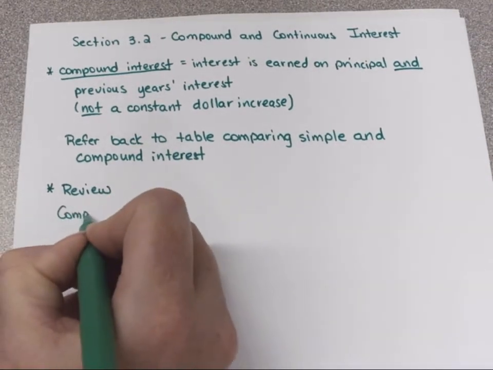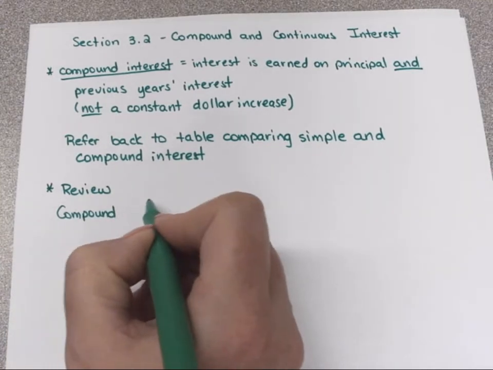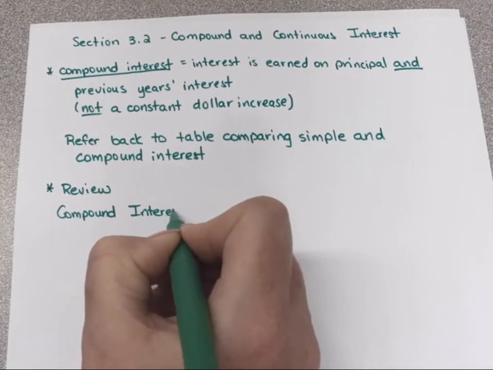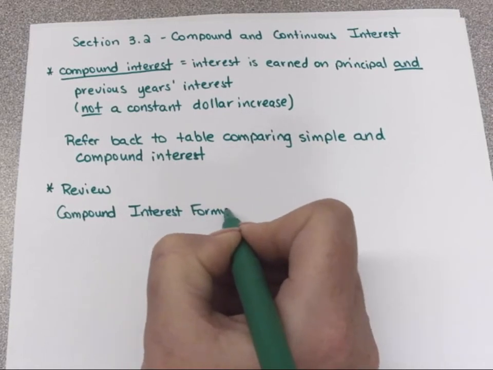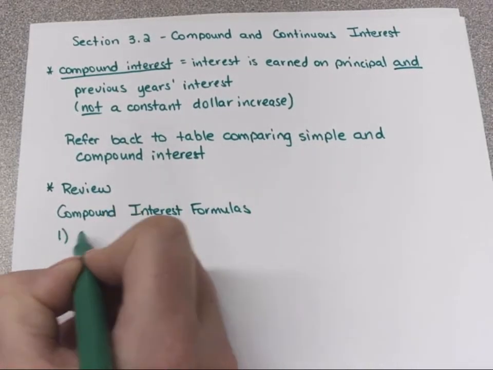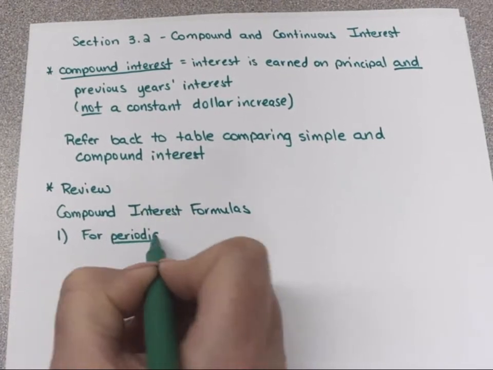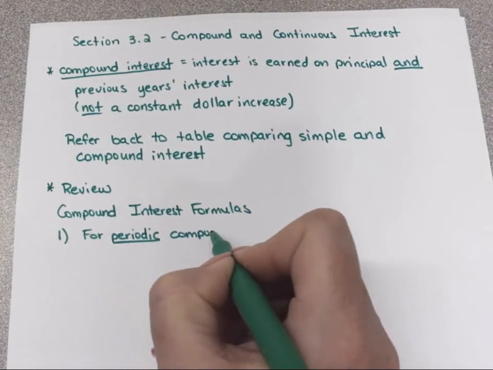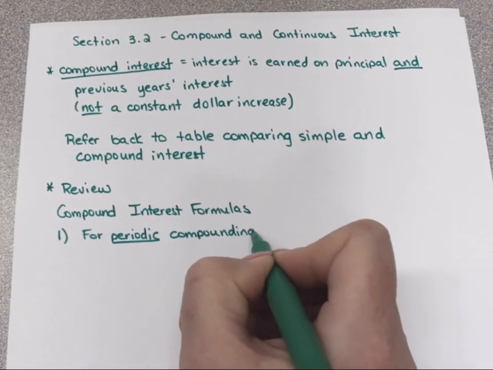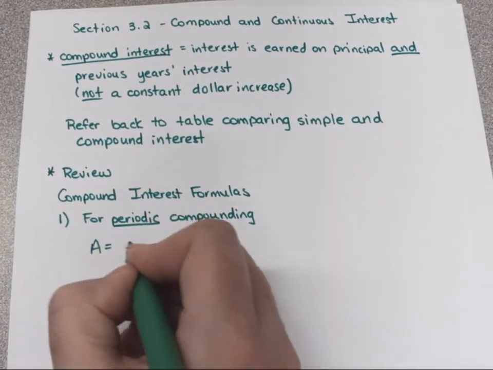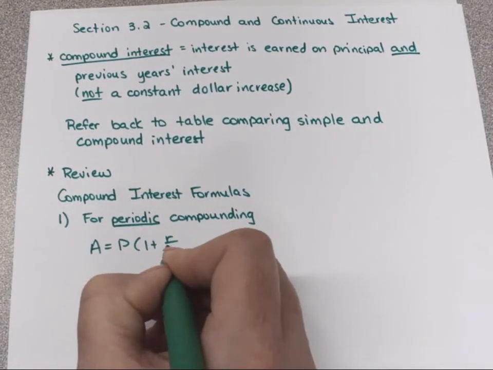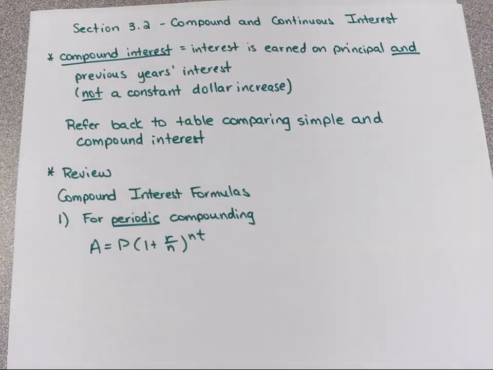All right, so let's remind ourselves about the compound interest formulas. There are two of them. Anytime you see the word compounding, you're going to be using one of these two formulas. So this one, remember, was for periodic compounding. Periodic just means on a time schedule. So this formula looks like this. Actually, let's make it M. I think we used the letter M before.